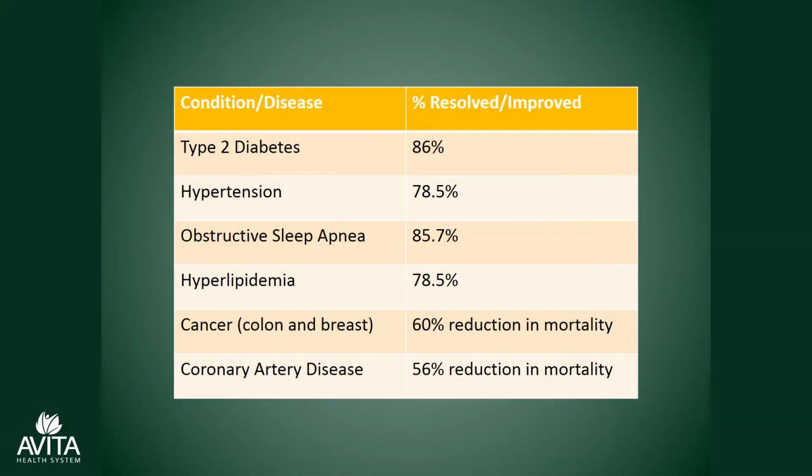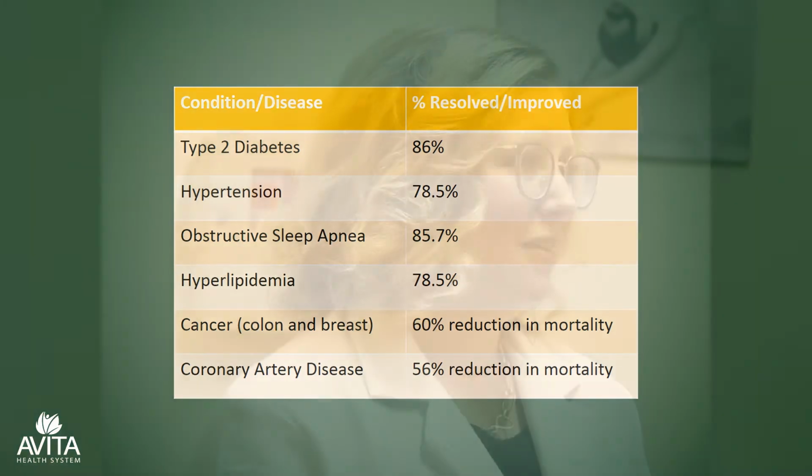You can anticipate 100 pounds or more of weight loss following bariatric surgery. And surgery helps to improve or resolve more than 40 obesity-related medical conditions. Studies show that surgery reduces a person's risk of premature death by up to 40%. Diseases such as diabetes, hypertension, sleep apnea, and high cholesterol can be improved or resolved in upwards of 76% of patients. There's a 60% reduction in mortality due to cancer, and a 56% reduction in mortality due to heart disease.